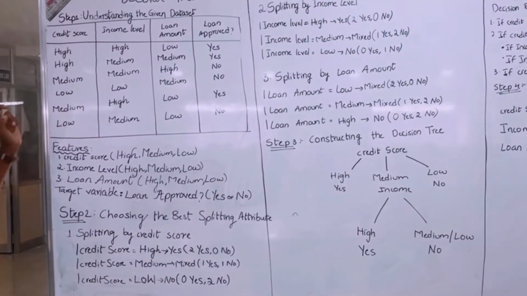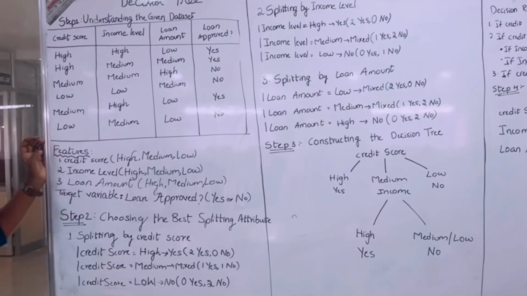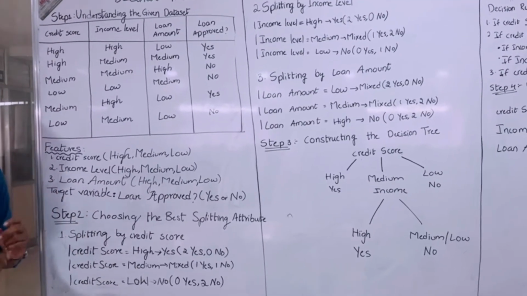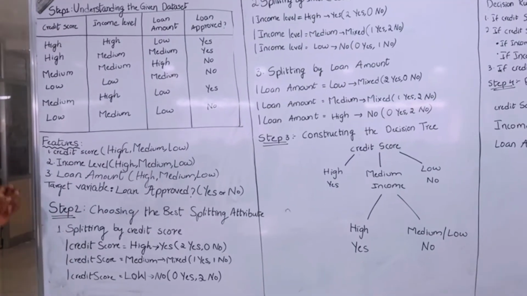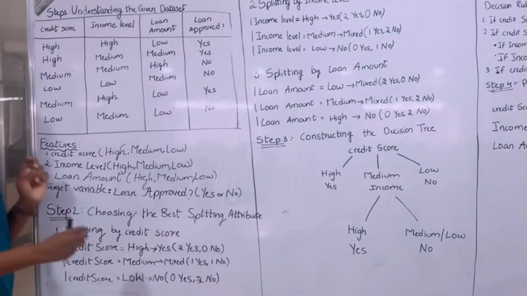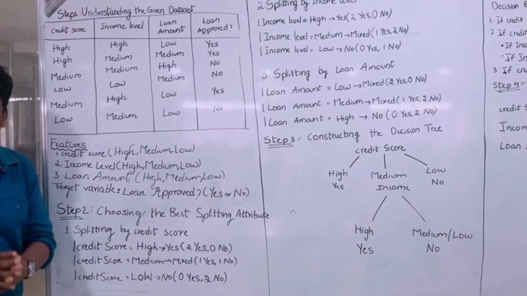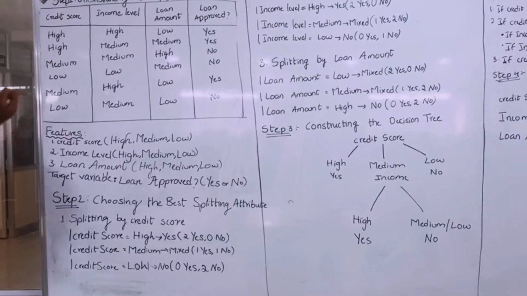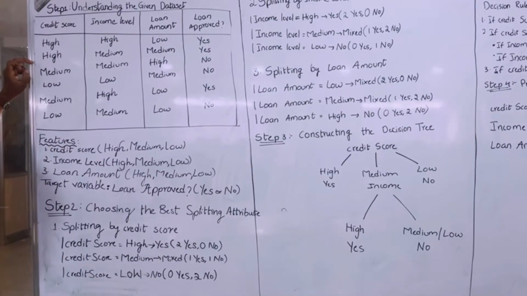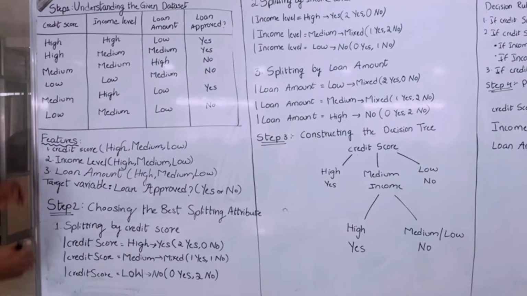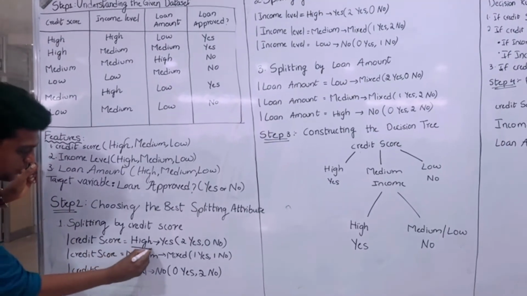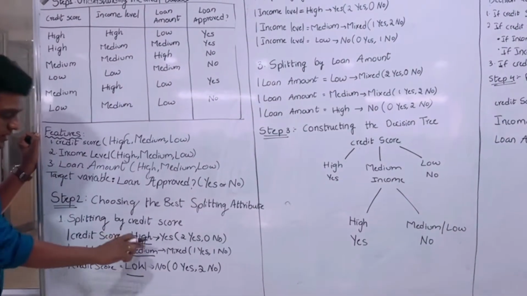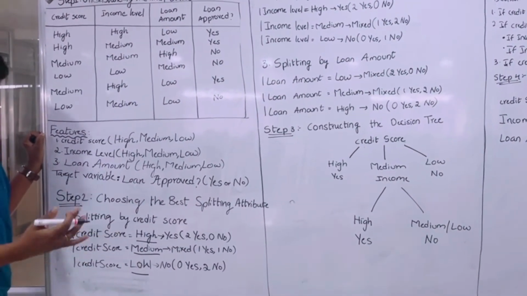The first step is to understand the given data set. From the given data set, we split the different features and the attributes present in them. Then in step 2, we have to choose the best splitting attribute to find the root node. Here the first splitting is by credit score. In the credit score, we have three attributes: one is high, another is medium and another is low. For these three attributes, how many yes and no?